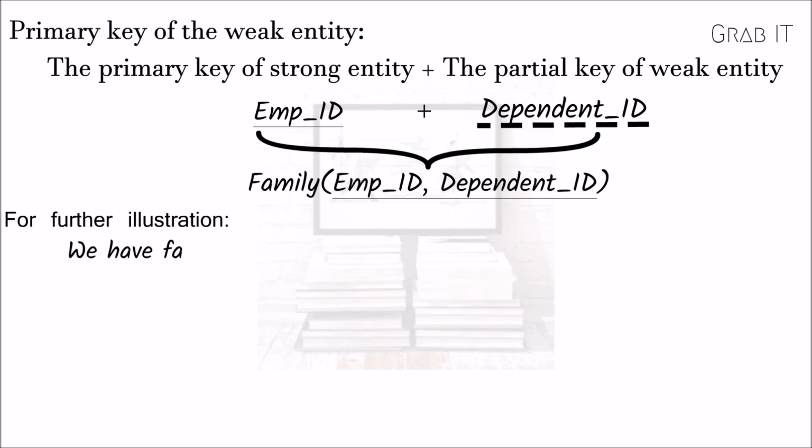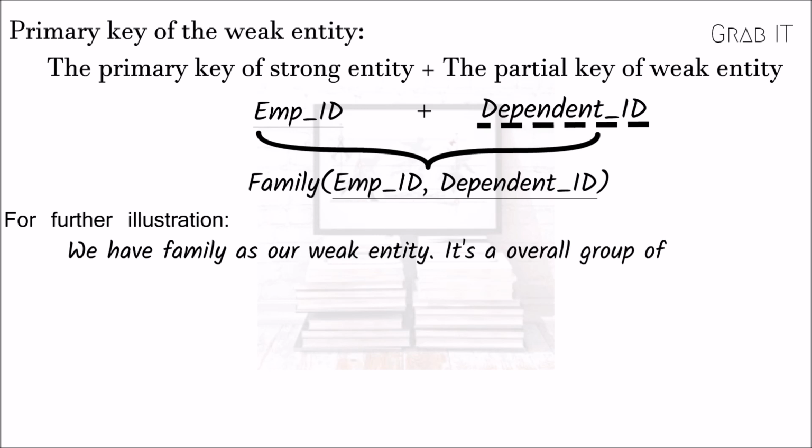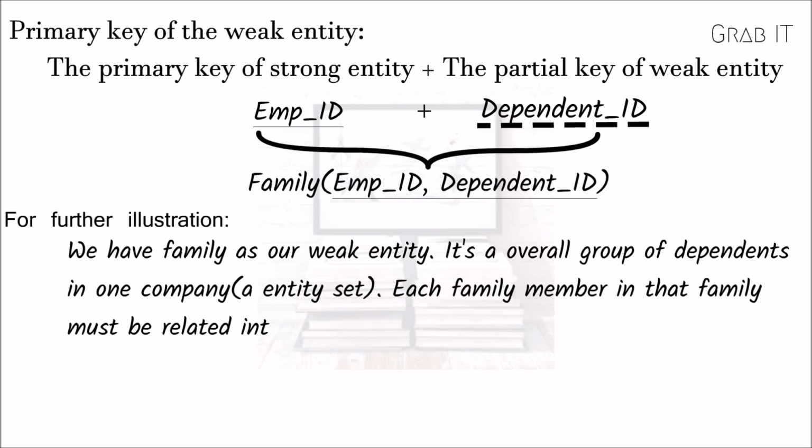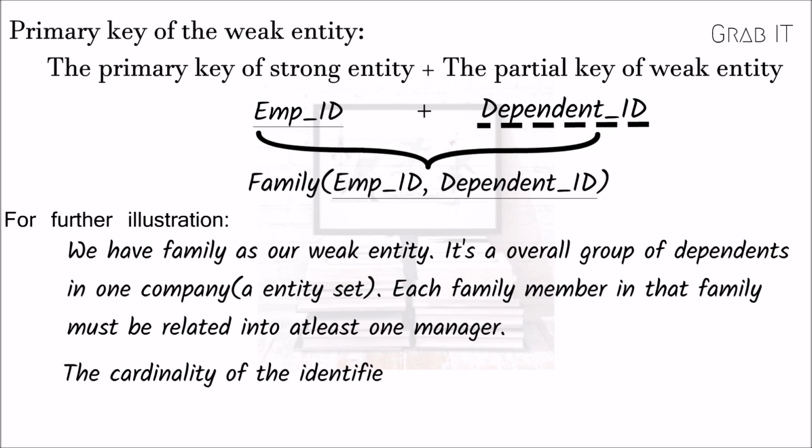For further illustration, we have Family as our weak entity. It is an overall group of dependents in one company, an entity set. Each family member in that family must be related to at least one manager. The cardinality of the identifying relationship is either one-to-one or one-to-many from strong entity to weak entity.